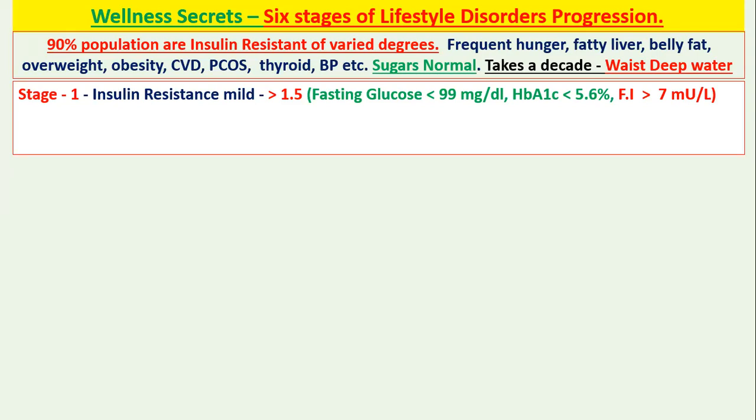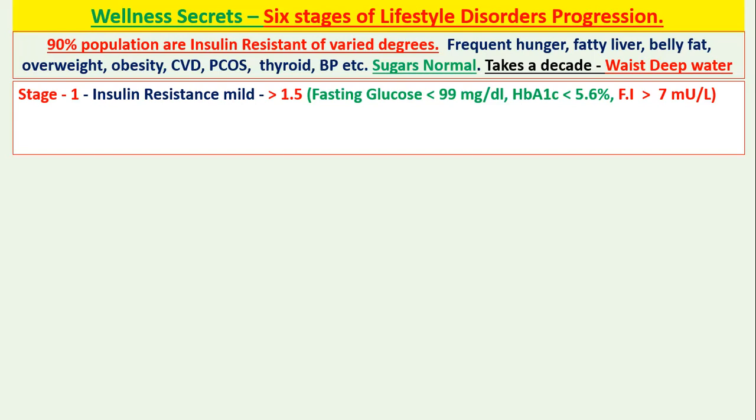1.5 to 3 is called mild insulin resistance. That means fasting glucose levels will be below 99 and HbA1c is below 5.6, which are absolutely good markers. But fasting insulin level is above 7. It could be 10, 15, 20. With the result, insulin resistance is above 1.5. Why am I saying 90% of the population are insulin resistant?